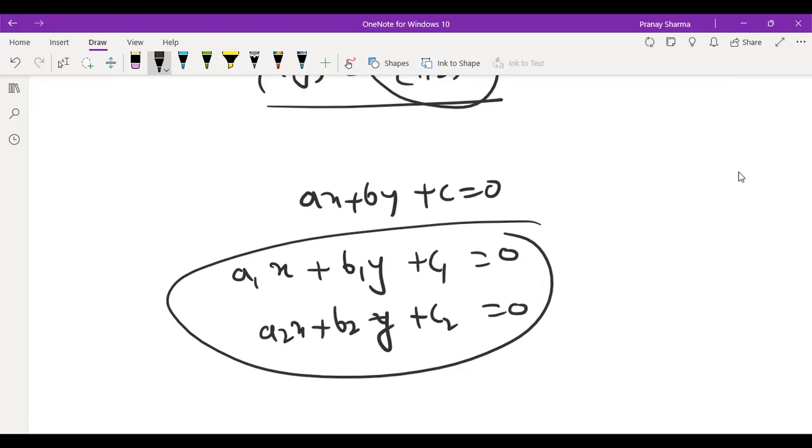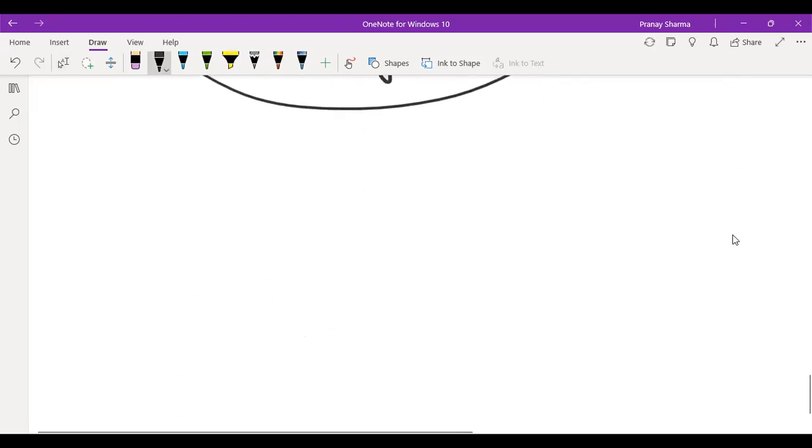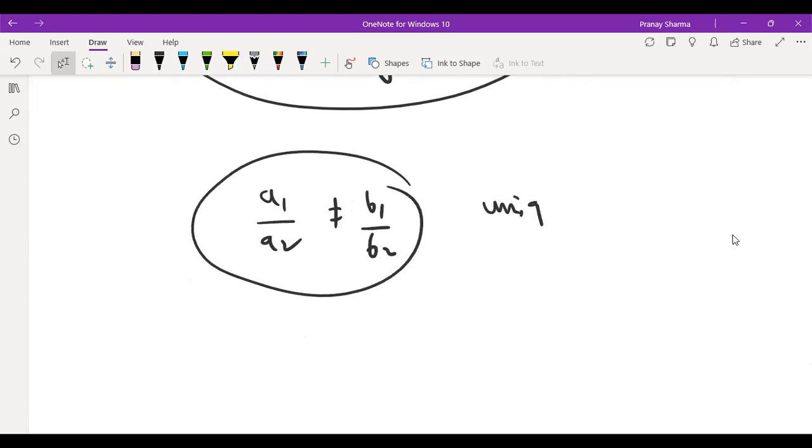So how can you get this? Okay, let us consider this as well. Suppose a1 upon a2 does not equal b1 upon b2, then in this case you will get a unique solution. That means the lines are intersecting, and we call this consistent.